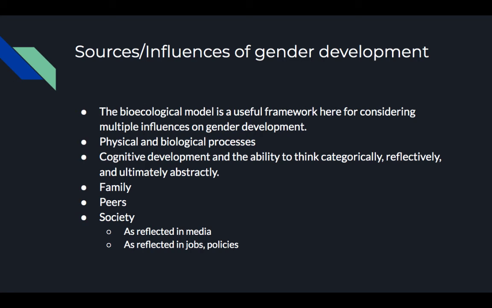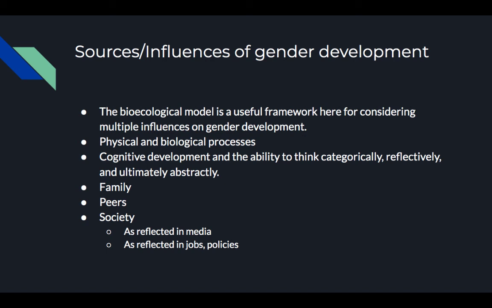Then there's cognitive development, the ability to think categorically, reflectively, and ultimately abstractly. Categorically, recognizing there are different genders, and then reflectively thinking about how your own behavior fits into a gender or not. And then abstractly, this idea that people can behave in multiple ways even within a specific gender identity. So being male or female or agender or bigender doesn't mean that everybody in those categories has to act the exact same way; there are multiple ways to act in multiple gender identities.